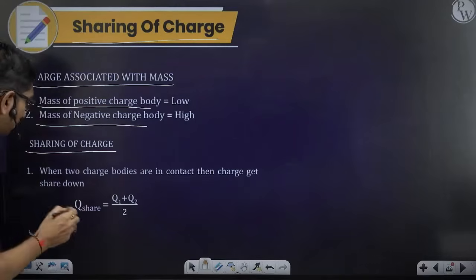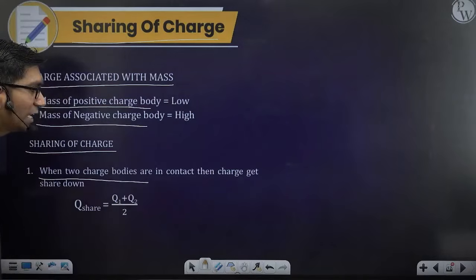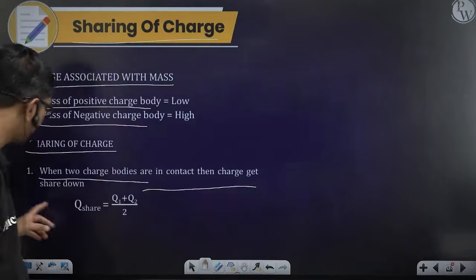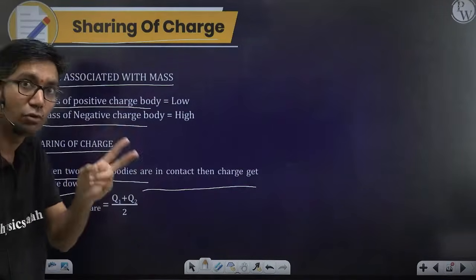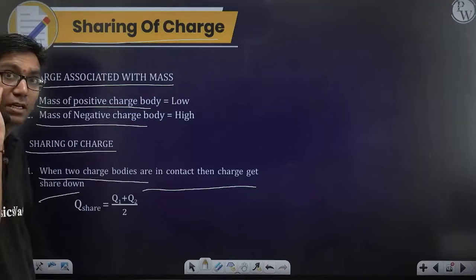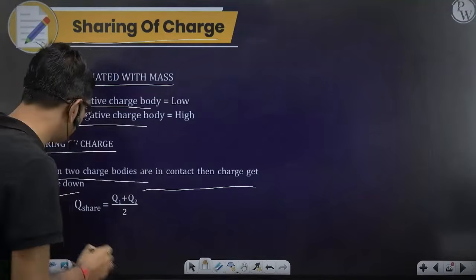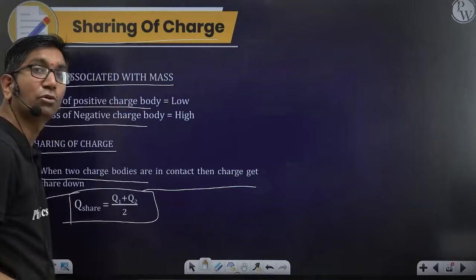So remember this one. When charged bodies are in contact, then the charge gets shared. If two bodies are in contact, 100% of the charge gets shared. What is that sharing formula? Q1 plus Q2 by 2.